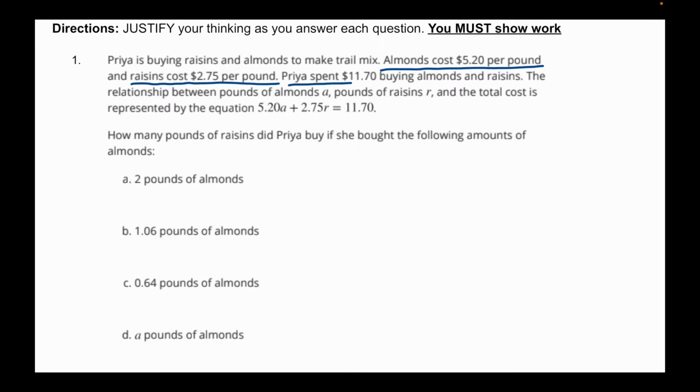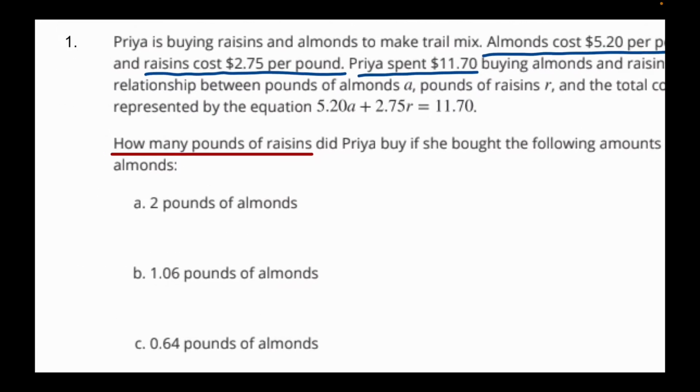So Priya spent $11.70. And the relationship between pounds of almonds A and raisins R and the total cost is represented by this equation. So, oh yeah, I see those numbers, the 2.75 and the $5.20, along with the 11.70. Those are in my equation. Now, how many pounds of raisins did she buy if she bought the following amounts of almonds? So, if they're saying how many pounds of raisins, this to me sounds like I might want to solve for R so I can find the number of raisins.